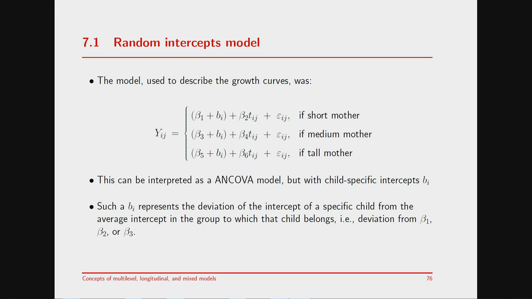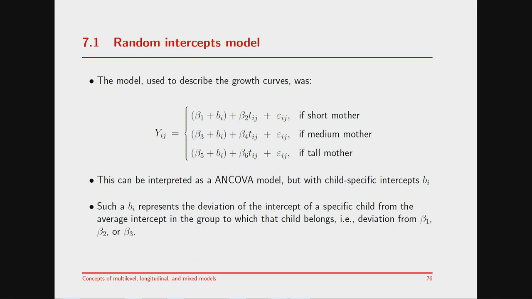Parentheses. I've added here parentheses. And of course, mathematically speaking, nothing changes. But in terms of the interpretation of the model, it's a completely different interpretation. Because now look at this model here as a model that would describe the data for a single child, child i. And let's assume that child i belongs to the short mother group, so to the first group. Then the data for this particular child can be represented by this term plus beta 2 times t plus an error term.